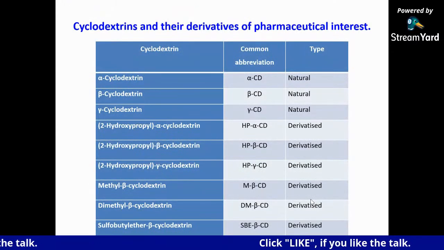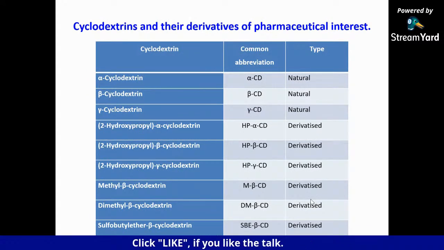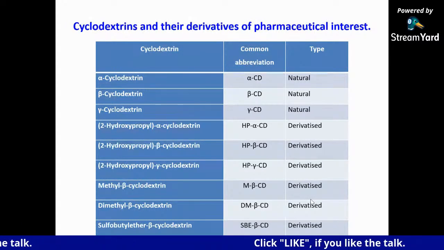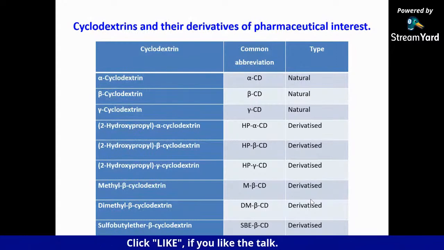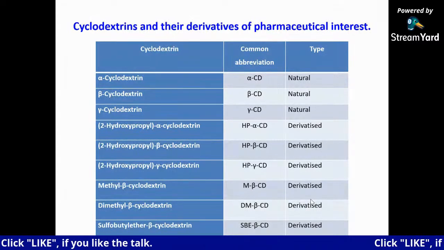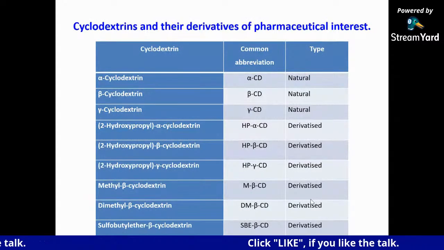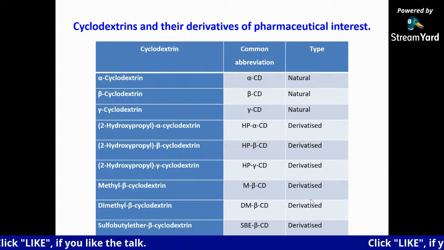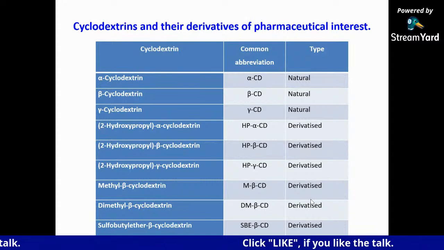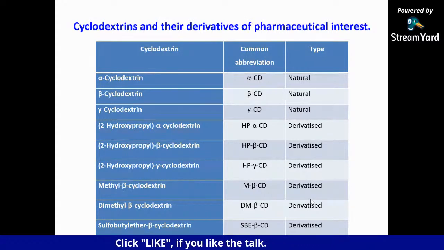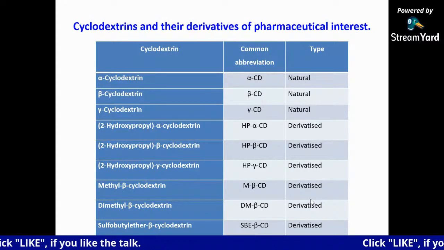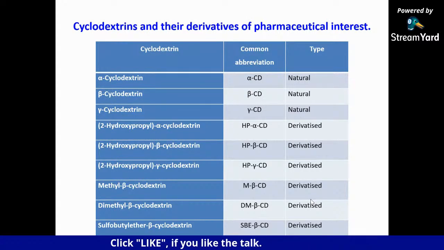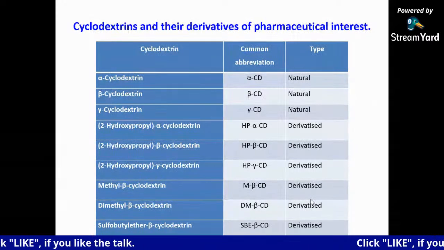So as we can see in this slide, these are cyclodextrins and their derivatives of pharmaceutical interest. For example, alpha, beta, and gamma are the natural cyclodextrins. And there are various derivatized cyclodextrins, for example, the 2-hydroxypropyl alpha cyclodextrin, beta cyclodextrin, and gamma cyclodextrin. The methyl derivatized forms are methyl beta cyclodextrin and dimethyl beta cyclodextrin. Finally, sulfobutyl ether beta cyclodextrin. So alpha, beta, and gamma are the natural cyclodextrins, whereas the remaining are derivatized. They are also known as modified cyclodextrins.